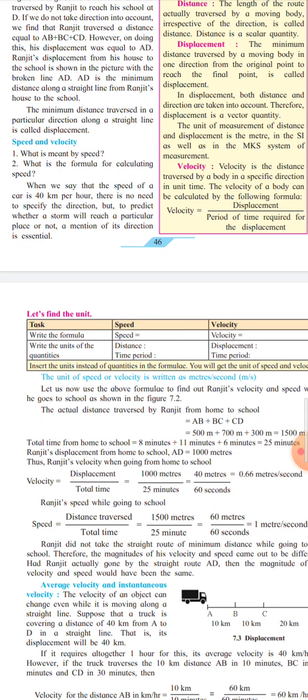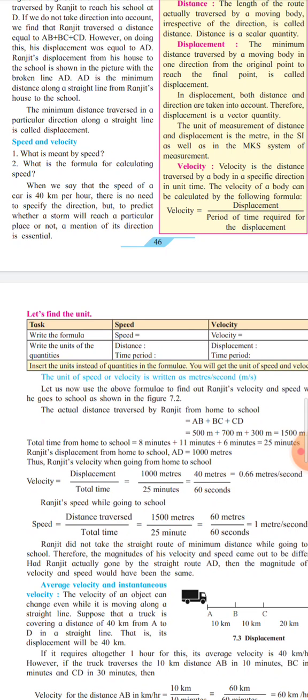Next, displacement. So he has travelled 1000 meters of displacement in 25 minutes. The velocity formula is displacement upon time. So total displacement is 1000 meters and time taken is 25 minutes. If we calculate 1000 upon 25, you will get 0.66 meters per second. So Ranjit did not take the straight route of minimum distance while going to the school.